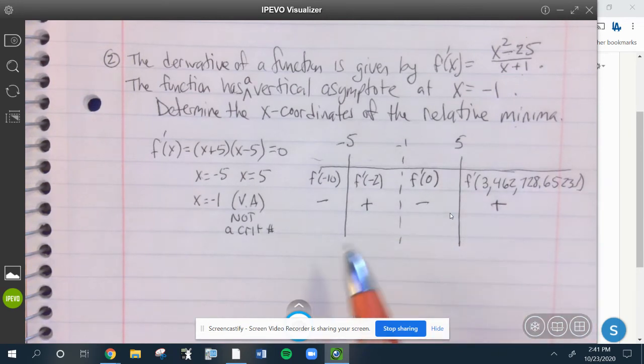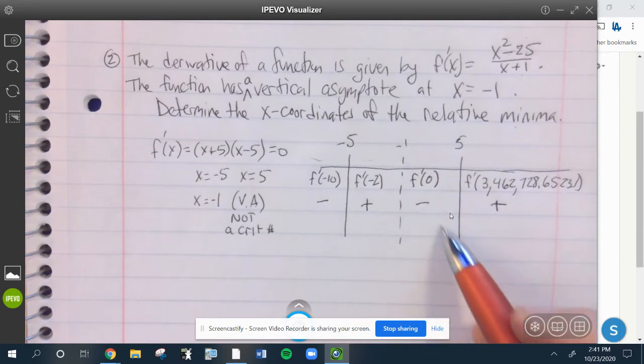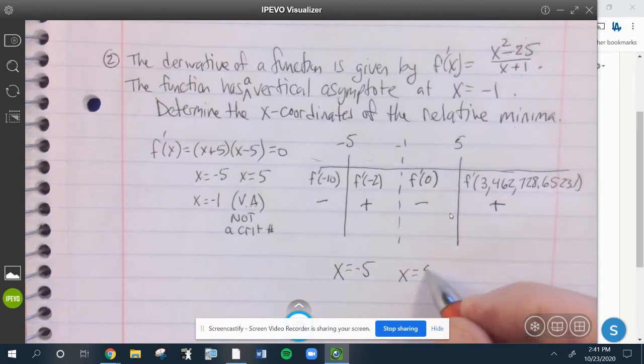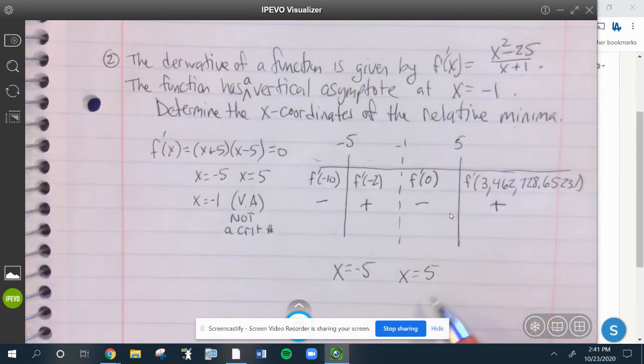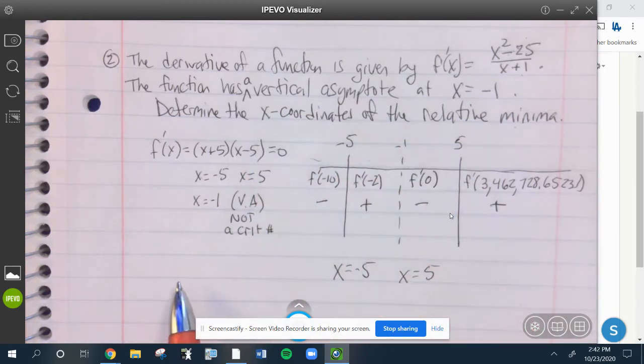So we're looking for the minimum. That's where the derivative changes from negative to positive. So we have x equals -5 and x equals 5. Now I can't get the y coordinates here because I don't have the original function. It does say determine the x coordinates. So good. One more thing.